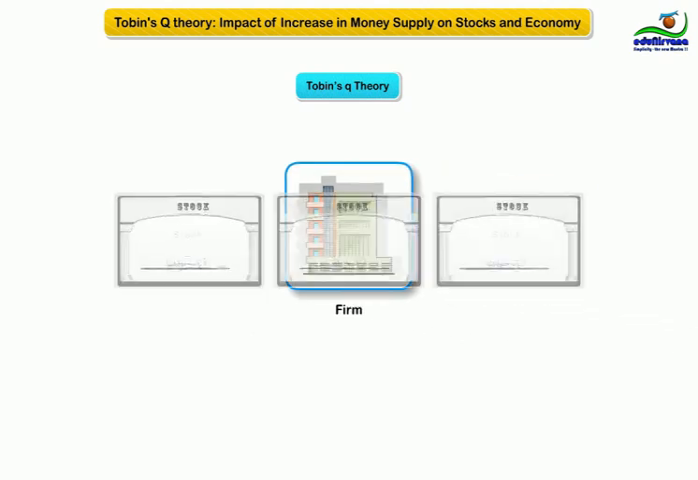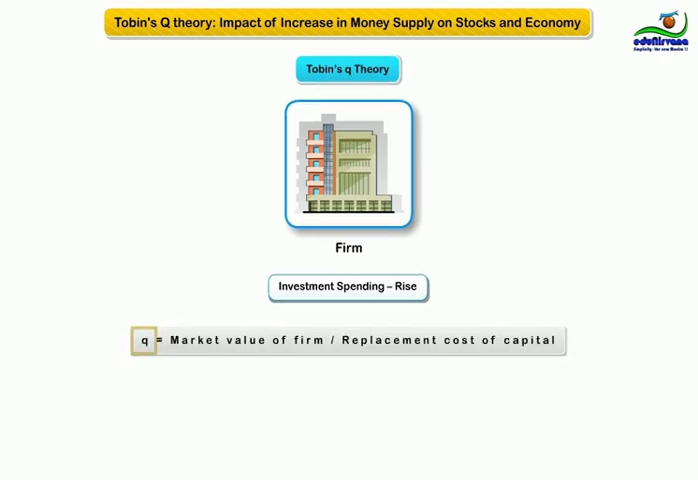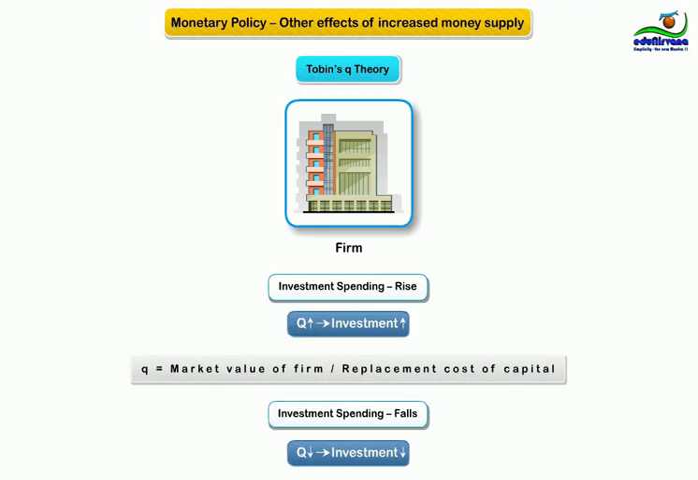Companies can then issue stock and get a high price for it relative to the cost of the facilities and equipment they are buying. Investment spending will rise because firms can buy a lot of new investment goods with only a small issue of stock. Conversely, when Q is low, firms will not purchase new investment goods because the market value of firms is low relative to the cost of capital. The crux of this discussion is that a link exists between Tobin's Q and investment spending.